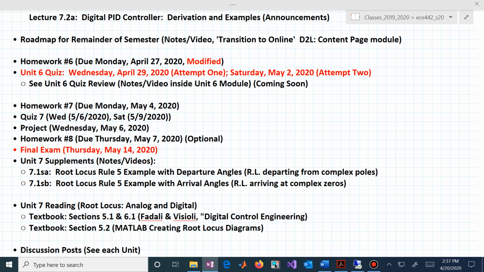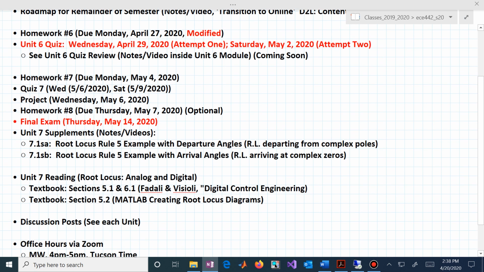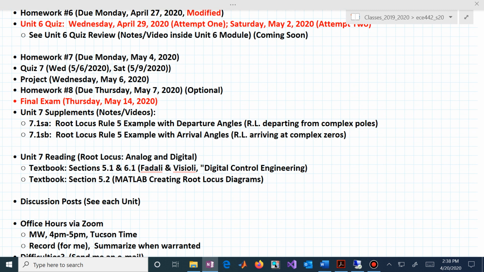If you're in 542, you have a project that's due on Wednesday the 6th. And if you're interested in pursuing the optional unit, Unit 8 on state space controller design, you have the opportunity to pick up some extra points on the homework, which is due on Thursday the 7th of May. The final exam structure is yet to be determined, but we will have a final exam on Thursday, May 14th.